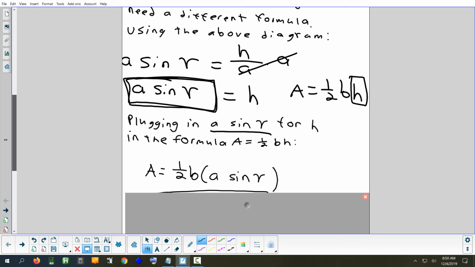You still have the 1/2, you still have the b. We didn't change those. The only thing we changed was h. Instead of h, I put a sine gamma. Now, this is all multiplied together: 1/2 times b times a times sine.